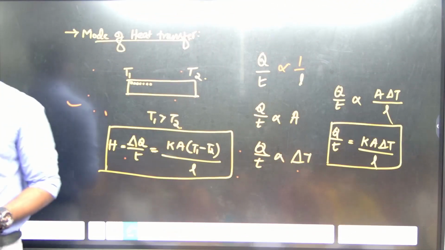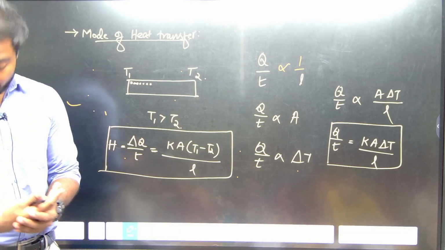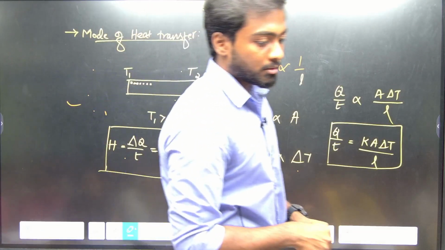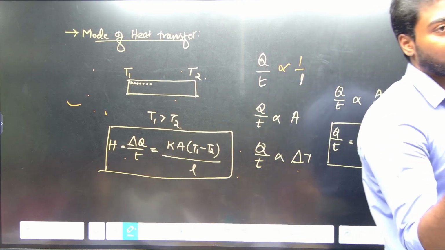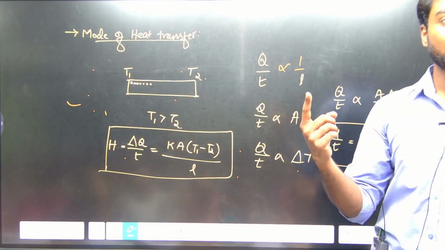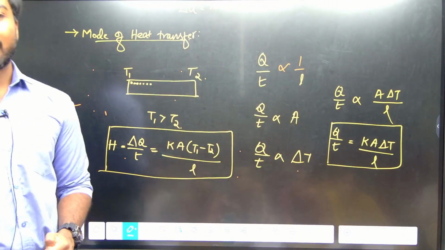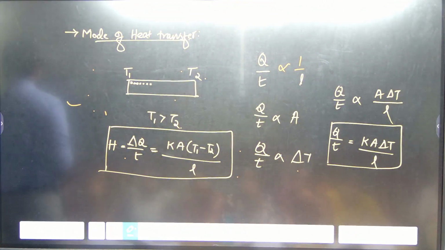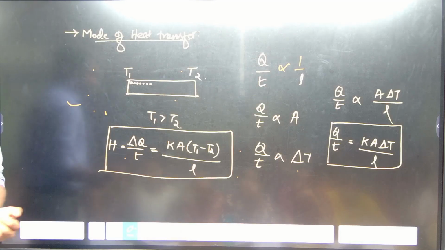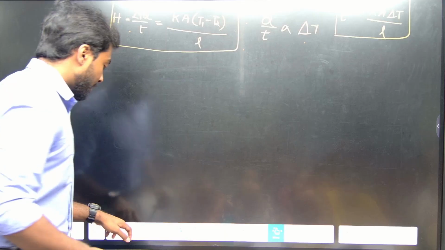Okay, completed. So we have learned series resistance and parallel resistance in class 12th, no? If series resistances are given, R is equal to R1 plus R2 plus up to Rn. If parallel, 1 by R is equal to 1 by R1 plus 1 by R2 up to 1 by Rn. Similarly, we will talk about the series rod and parallel rod here.